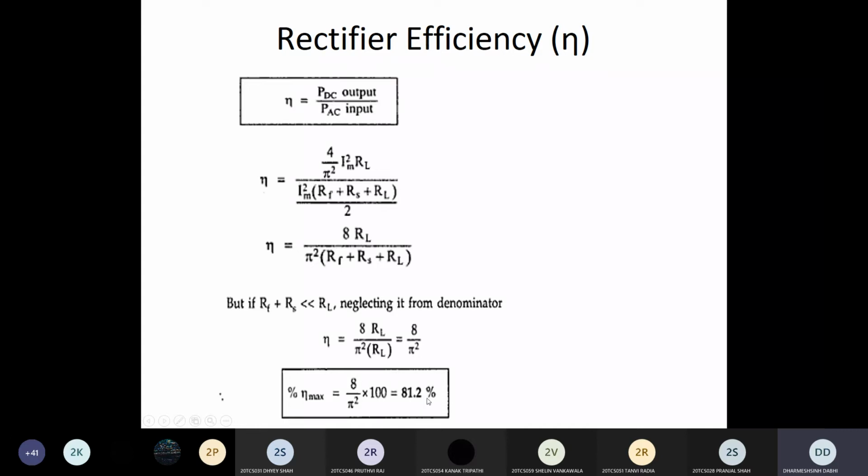So it means that this full wave rectifier has an efficiency of 81.2%. If you see the efficiency of the half wave rectifier, it is only 40%. It means the full wave rectifier has double the efficiency of the half wave rectifier. So that's why generally we prefer the full wave rectifier circuit in most applications where we require DC output, like in a mobile charger, because its efficiency is high.